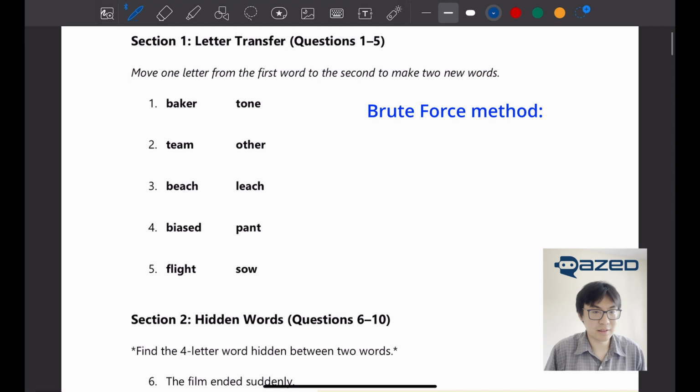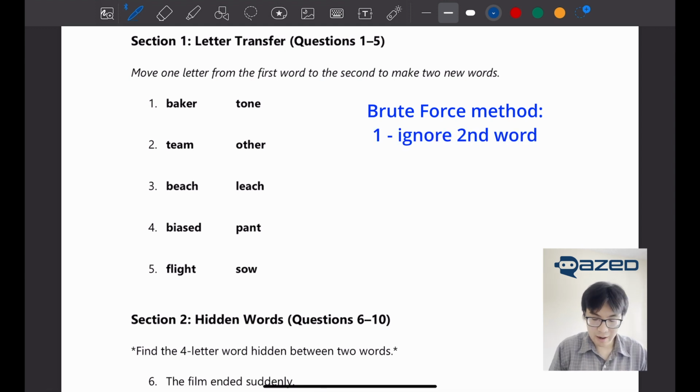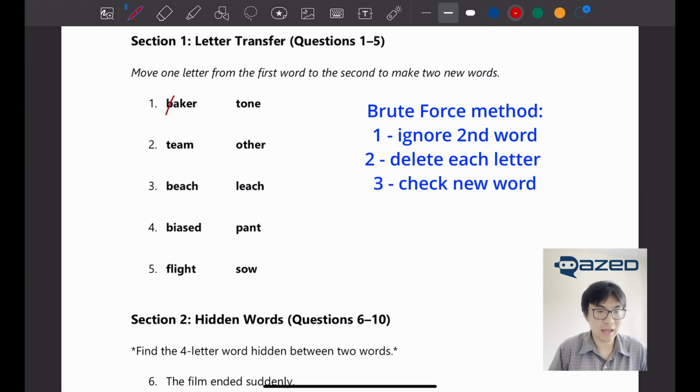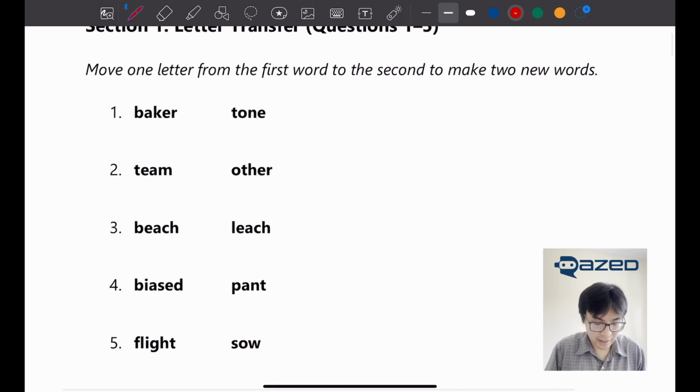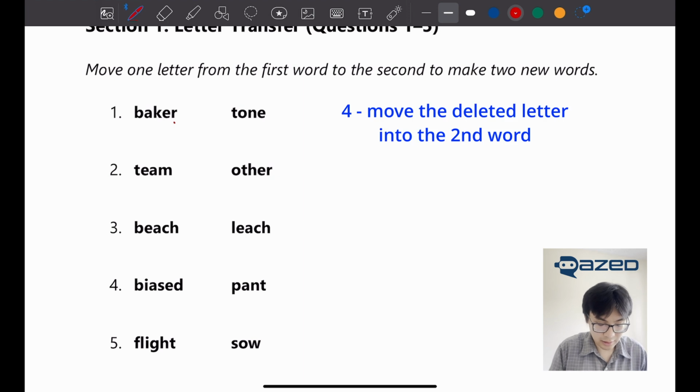What I mean by that is you just go through, first ignore the second word. We want to reduce our workload. And what you'll do is you just go through and omit every single letter. Is that a word? Acre? No. Beaker? No. Bayer? No. Backer? No. And then bake. That's how we got the first word. Now we know the letter we need to move is R. And then you can do the brute force method again to insert it at the beginning, the end, and so on. We know the answer is toner.